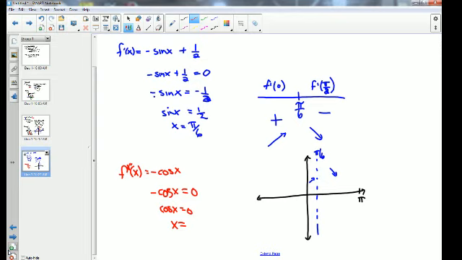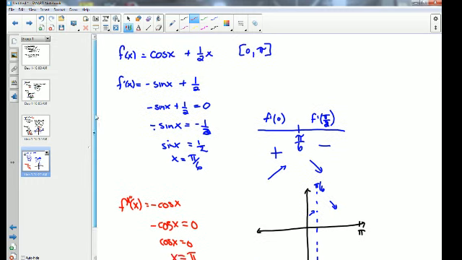270 degrees and 90 degrees. Which is 2 pi over 2. And 2 pi, wait, 3 pi over 2. 3 pi over 2 is not in our interval, so we don't include it. I told you it was pi over 2, so we don't worry about it. I never saw the interval.